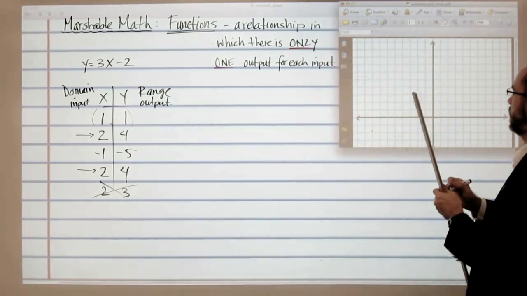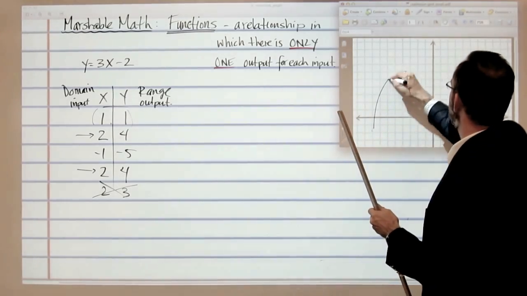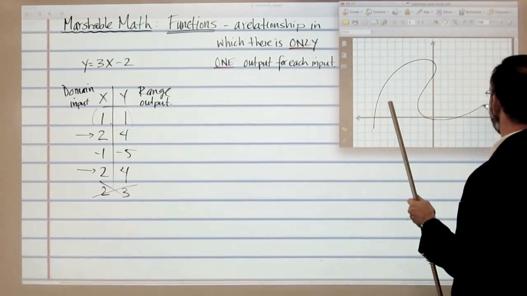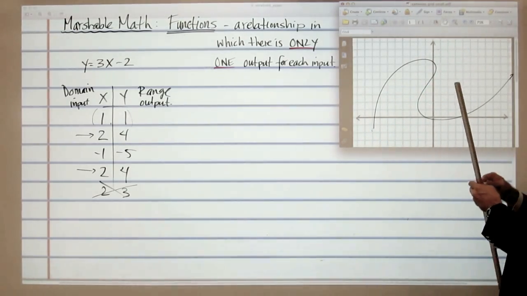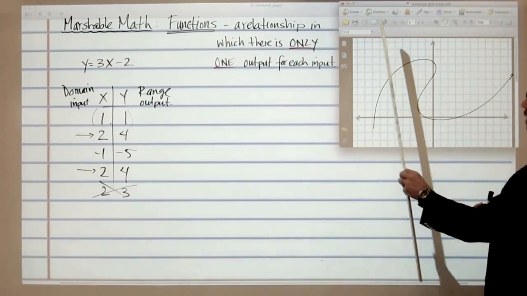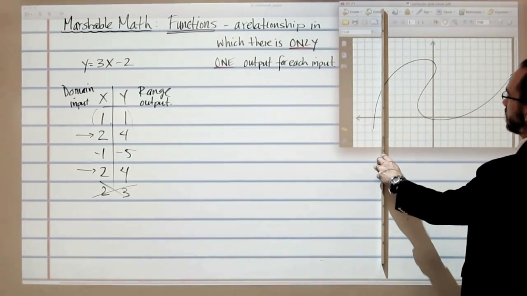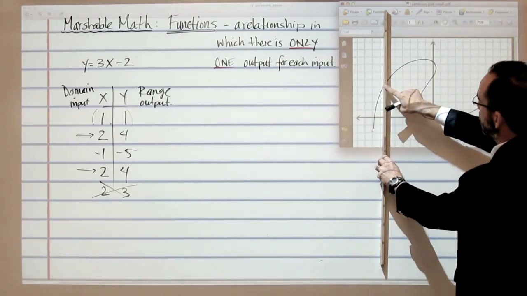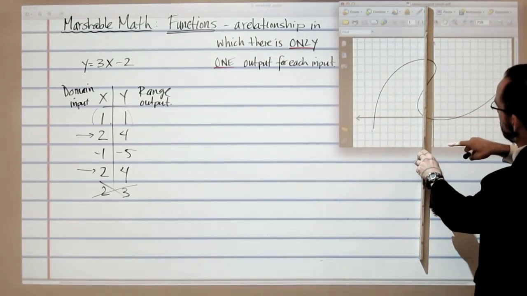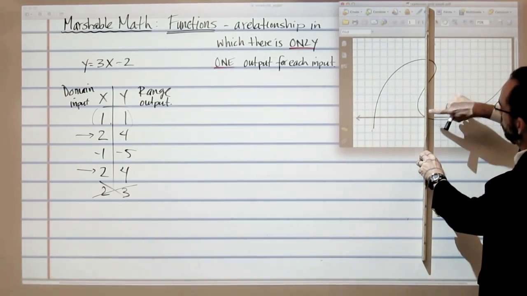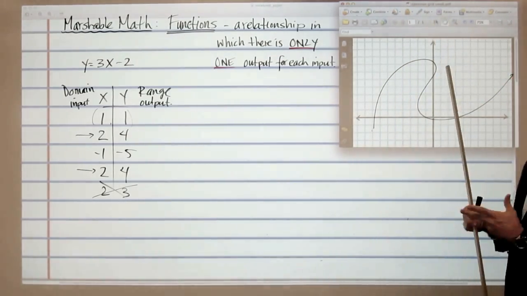What if I did something like this, where it comes up and then comes back around and then forward? If I take my vertical line now and move it from left to right or right to left, it doesn't really matter. It touches at one point here, but you'll notice when I get to this location here, it touches in 1, 2, 3 points. That fails the vertical line test.